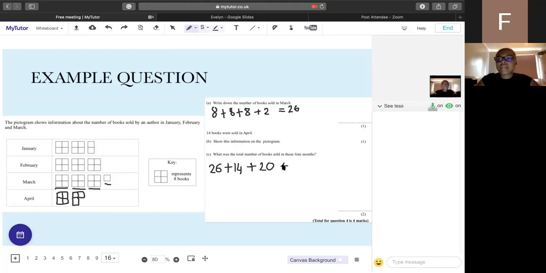And this just shows how easy it is to make mistakes when you're working with pictograms. So please don't make the same mistakes that I am making. Be more careful. And then 8 plus 8 plus 8, which is 24. So all we need to do now is add up 26 plus 14 plus 20 plus 24, and we will get 84. So 84 would be our answer for this question. So please be careful with making mistakes, and also it is okay to make mistakes as long as you pick up on them and you learn from them as well.